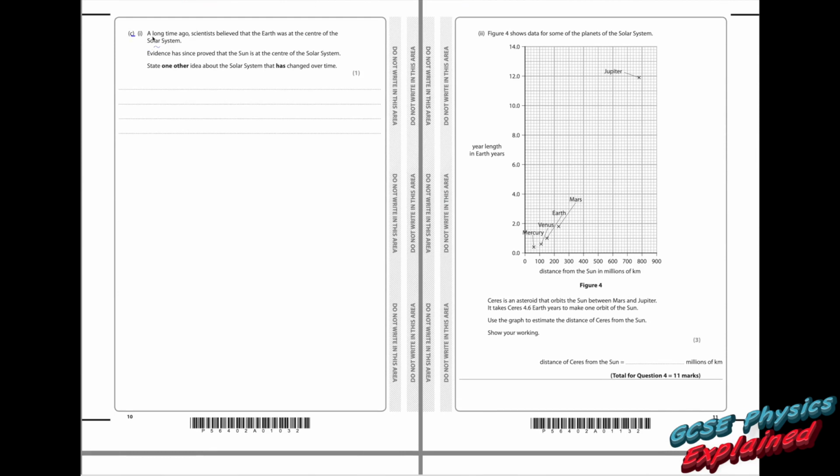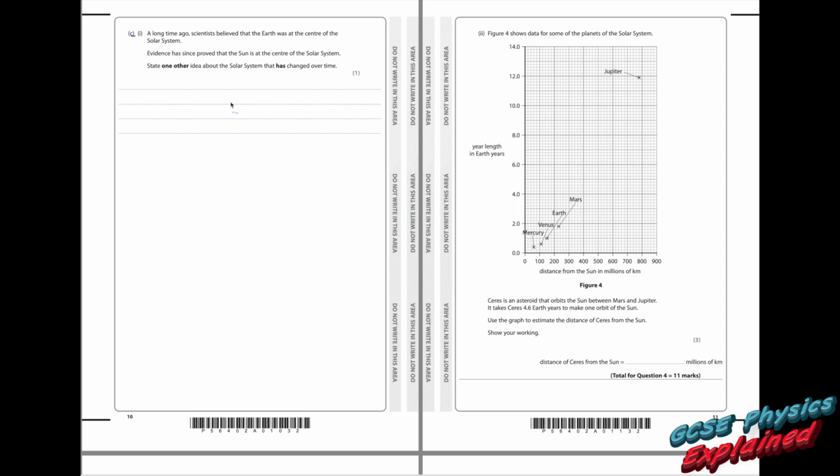Part C1. A long time ago, scientists believed that the Earth was at the centre of the solar system. Evidence has since proved that the Sun is at the centre of the solar system. State one other idea about the solar system that has changed over time. I've got a nice video to do with telescopes and how the model of the solar system has changed over time. Just click the video above.